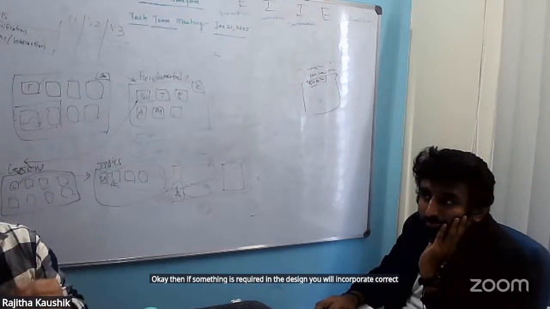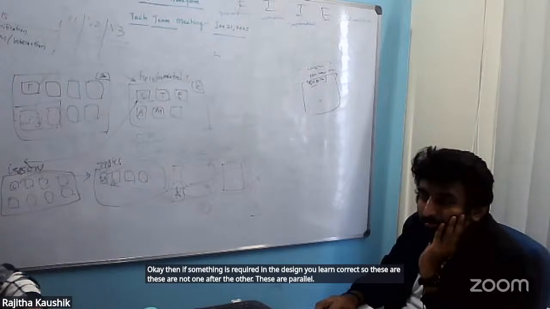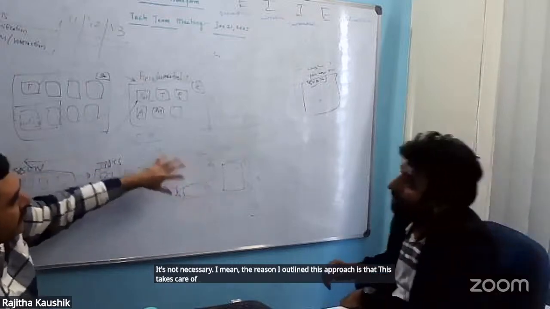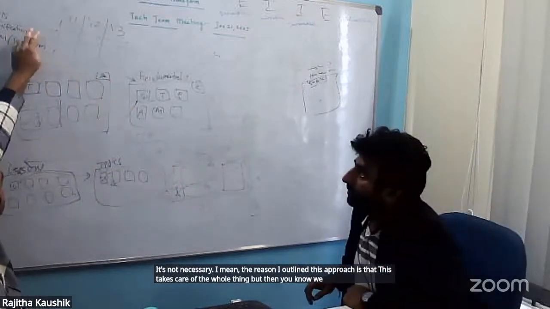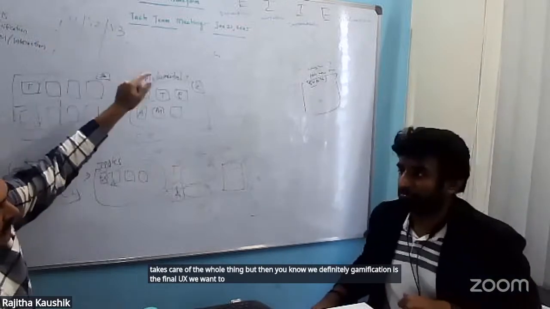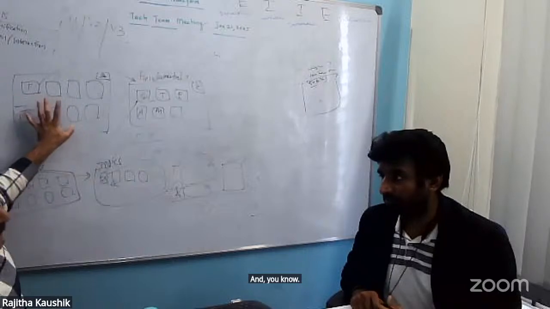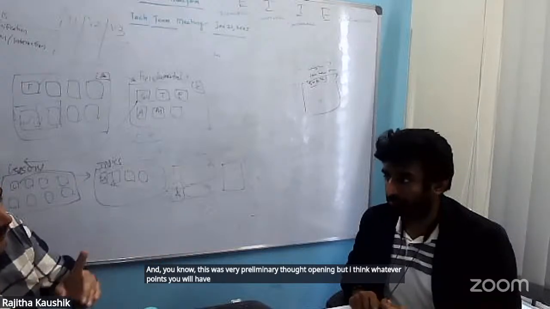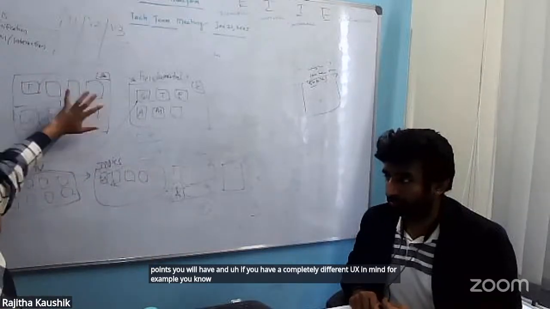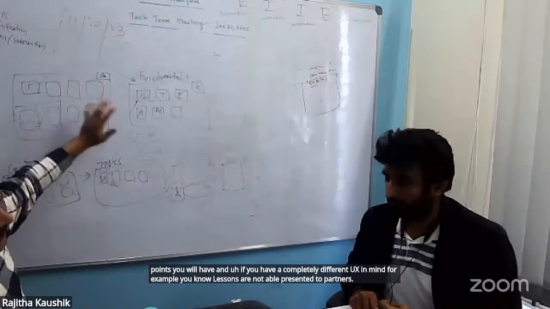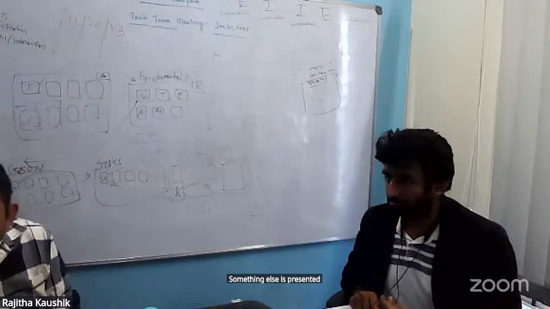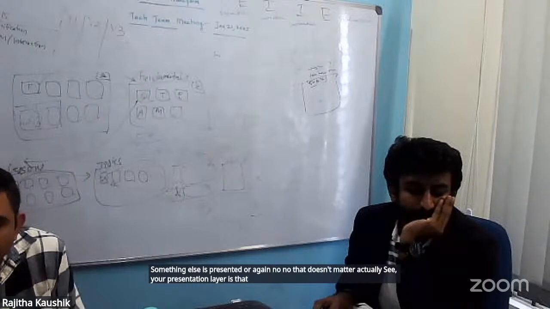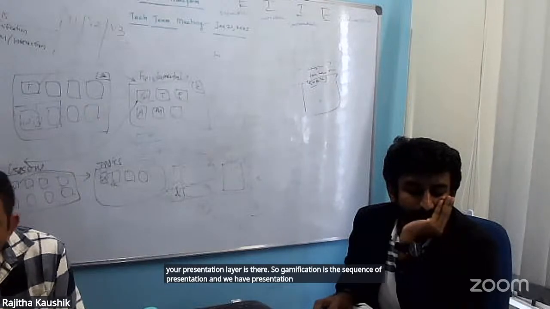Yeah, these are not one after the other, it's parallel. These are complementary. The reason I outlined this approach is that it takes care of the core thing first. Then gamification is definitely the final UX we want to show to the user. This was a very preliminary thought. But whatever points you have, and if you have a completely different UX in mind, for example, lessons are not presented at the start, and something else or a game is presented, that doesn't matter actually. Your presentation layer is there. Gamification is the sequence and way of presentation. So basically it's independent thinking.